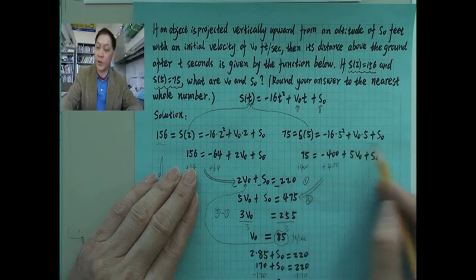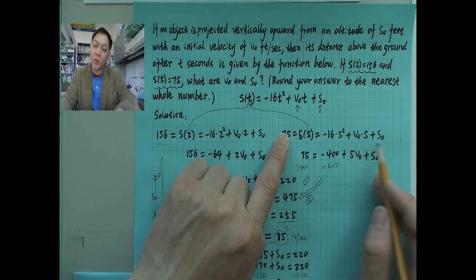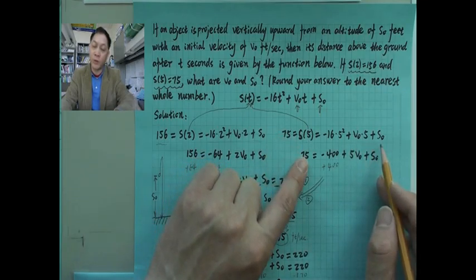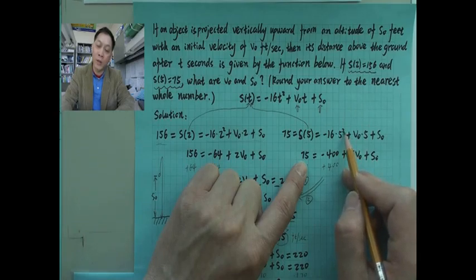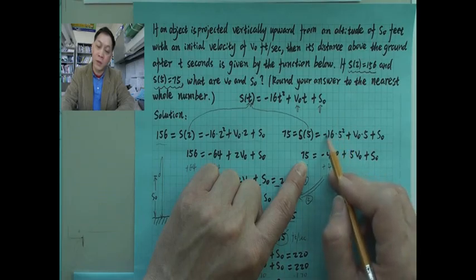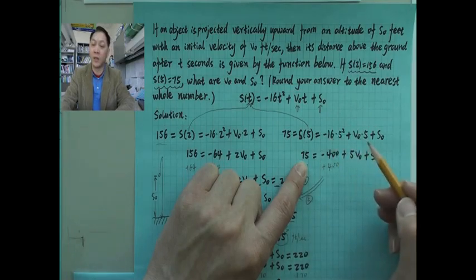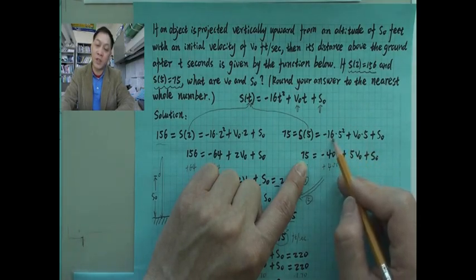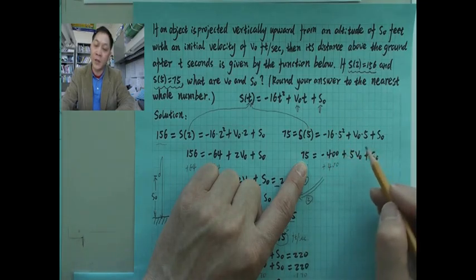Similarly, the second equation is that 75 equals this big quantity. 75, if you leave it here, and then 5 squared is 25. Remember, this squared only acts on 5, not this negative sign. This negative sign is for 16 only. So negative 16 times 25 is negative 400, and then plus v0 times 5 is 5 times v0, and then plus s sub 0.